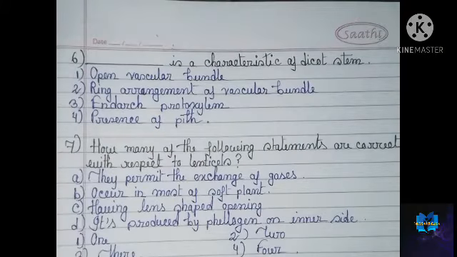Our next question is question number 6. It says dash is a characteristic of dicot stem. Option 1, open vascular bundle. Option 2, ring arrangement of vascular bundle. Option 3, endarch protoxylem. Option 4, presence of pith.